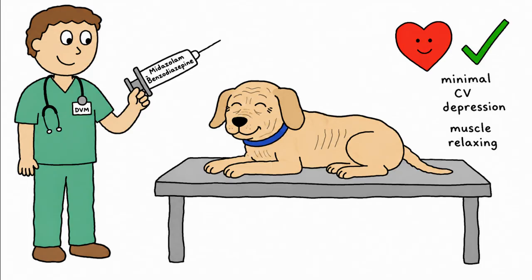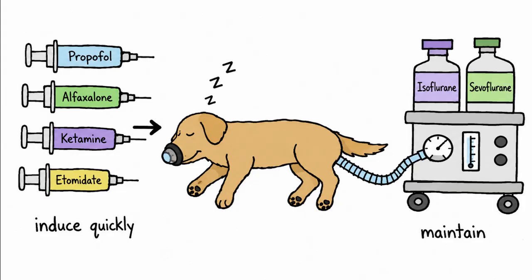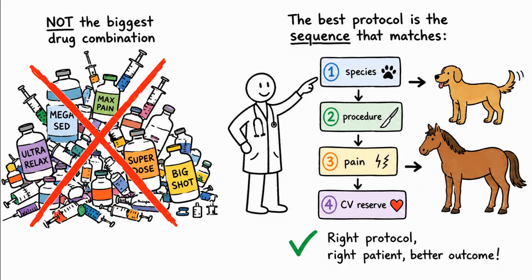Benzodiazepines relax fragile patients with minimal cardiovascular depression. Propofol, alfaxalone, ketamine, and etomidate induce anesthesia quickly, while isoflurane and sevoflurane maintain it. The best protocol is not the biggest drug combination, it is the sequence that matches the species, procedure, pain level, and cardiovascular reserve.